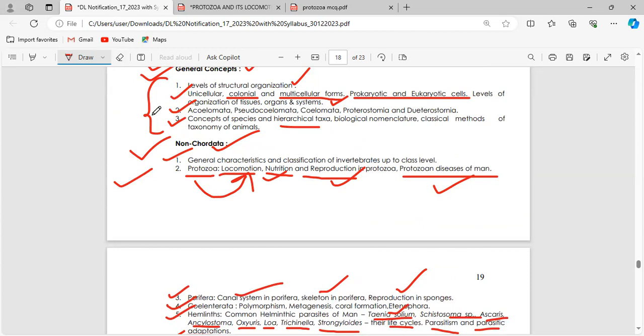Not audible. Just recheck your network connection. Okay, do it, do it.